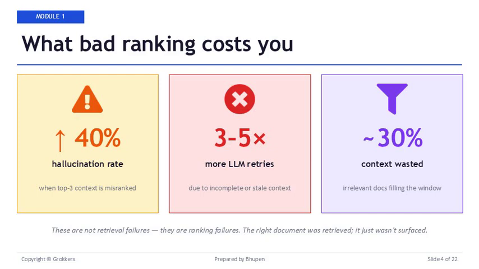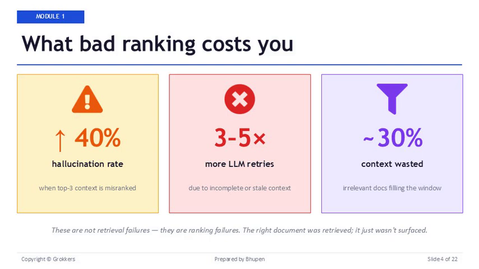Let me hit you with a stat that keeps RAG engineers up at night. When your top 3 documents are misranked, not missing, just in the wrong order, hallucination rates spike by 40%. 40%! And it gets worse. Teams see 3 to 5 times more LLM retries because the model keeps getting incomplete or stale context. About 30% of your precious context window is wasted on irrelevant documents that should never have been there.